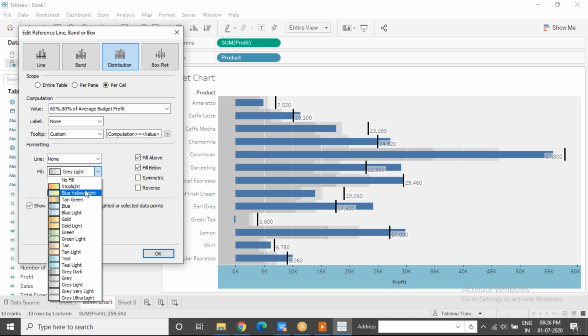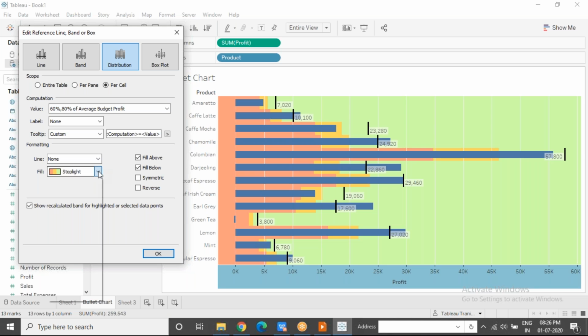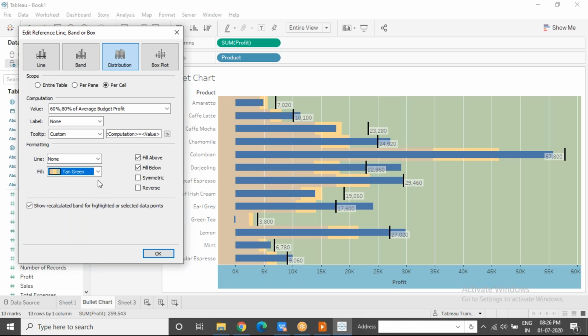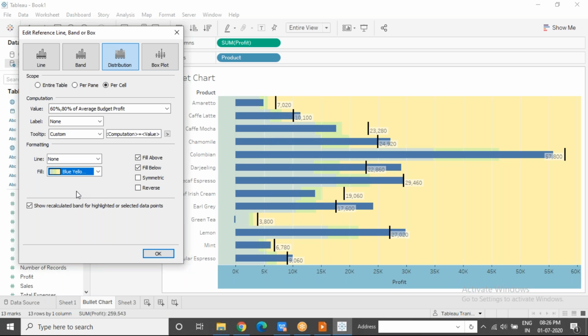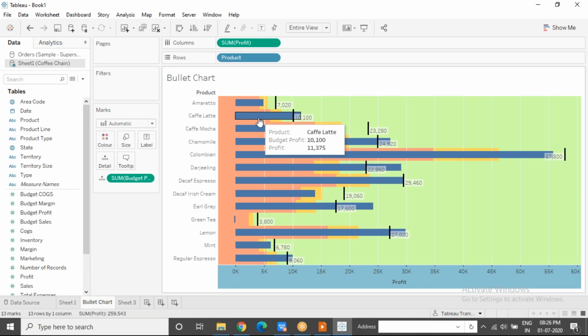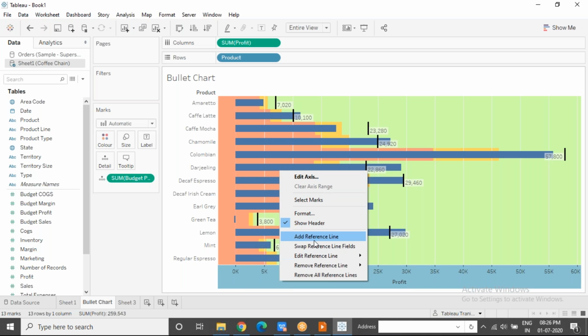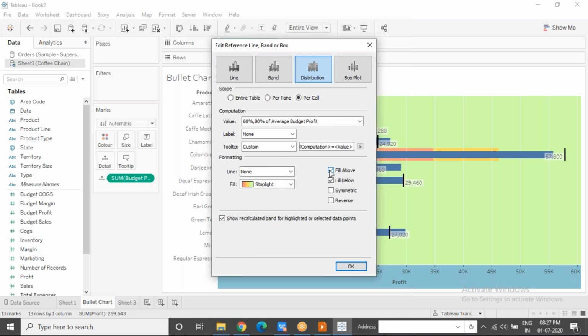When you are using this, you can also use a different shade. Like you can go with spotlight, or you can go with different shades that are available over here. Tan, green, blue, yellow, light, anything that you like, you can use. I will go with spotlight. Okay, so what are we trying to tell? This mark, a kind of red, is your 60% of the goal. This yellow mark is 80% of your goal, and then we have everything above it filled with green. If you think everything above filled with green is also confusing you, don't use fill above. It's your choice how you design it. Don't use fill above. Remove it.